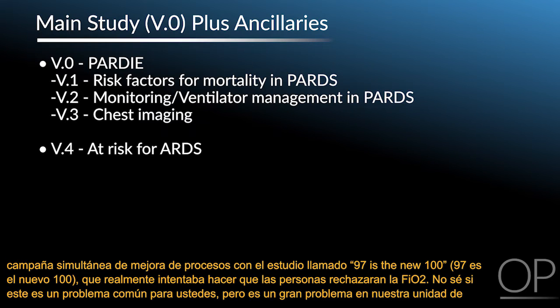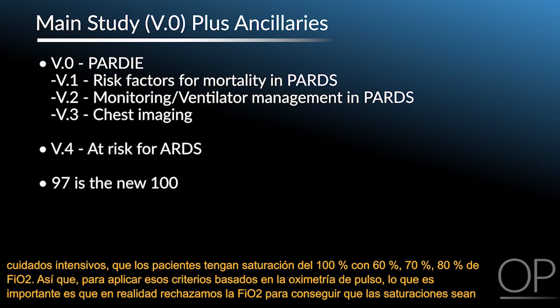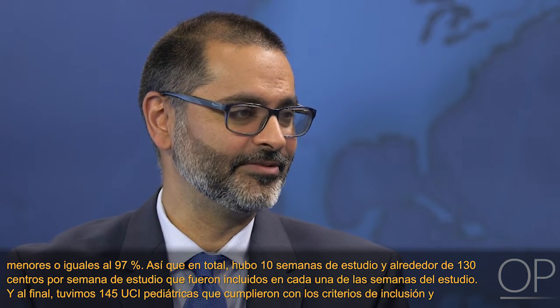And then there was a simultaneous process improvement campaign with this study called 97 is the new 100. Really trying to get people to turn down the FiO2. I don't know if this is a common problem for you guys, but it's a big problem in our intensive care unit that patients have saturations of 100% on 60, 70, 80% FiO2. And so what's important to apply those pulse oximetry-based criteria is that we actually turn down the FiO2 to get the saturations less than or equal to 97%.